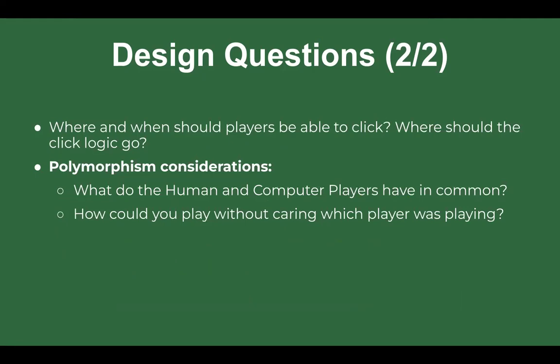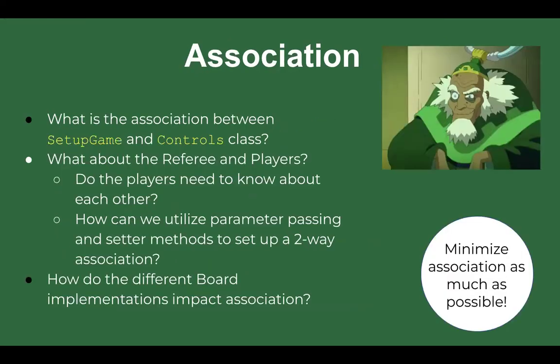Okay, next, where and when should players be able to click? Where should the click logic go? And then in terms of polymorphism, you'll probably have to use this with your human and computer players. So what would they have in common, and how could you play without caring which player was playing, human or computer? And then in terms of association, what should the association be between setup game and the controls class?